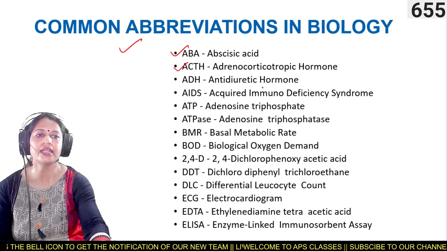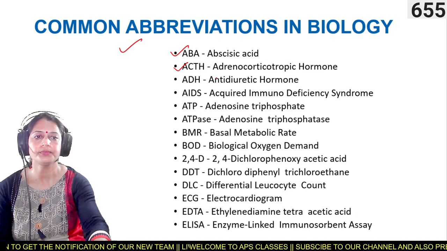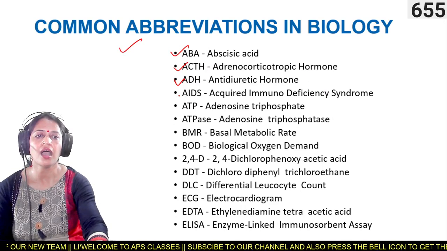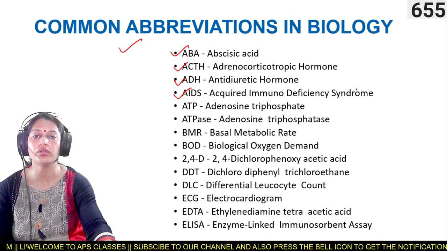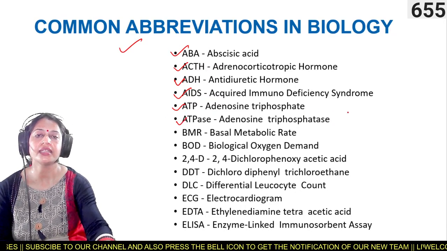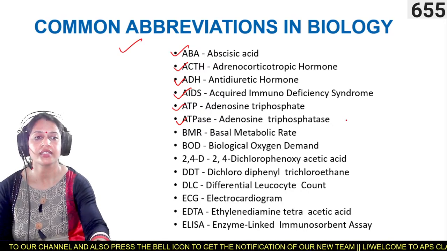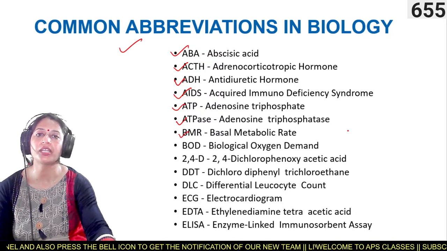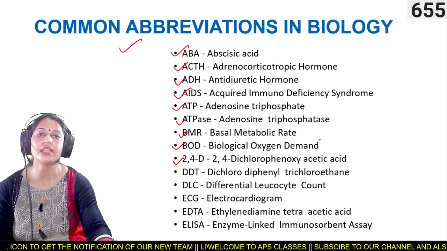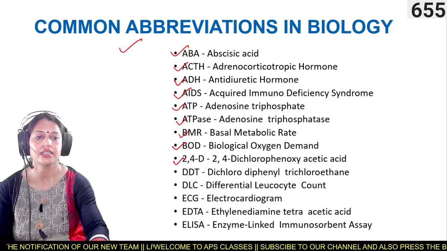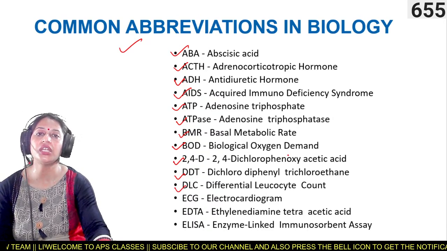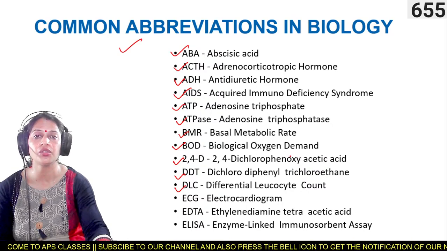Next is ACTH, that is adrenocorticotropic hormone. Next is ADH, that is antidiuretic hormone. Next is AIDS, that is acquired immunodeficiency syndrome. ATP, adenosine triphosphate. ATPase, that is adenosine triphosphatase. BMR, that is basal metabolic rate. BOD, biological oxygen demand. 2,4-D, that is 2,4-dichlorophenoxyacetic acid. DDT, dichlorodiphenyltrichloroethane. DLC, differential leukocyte count.